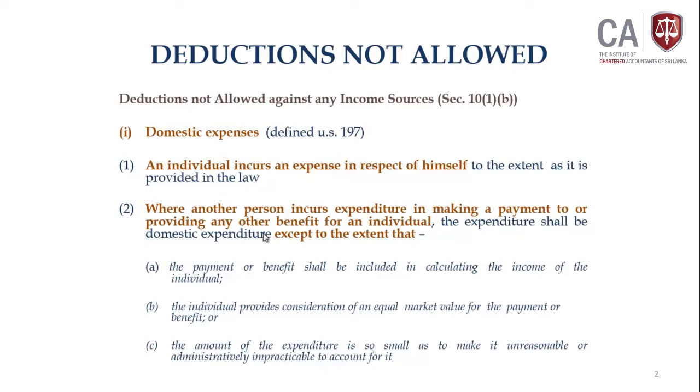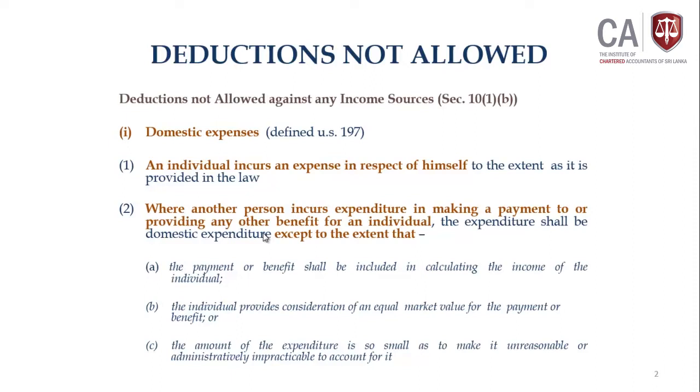Secondly, B, the individual provides consideration of an equal market value for the payment or benefit. So, the company is incurring expenses for the benefit of the individual, but the individual concerned is again giving the same, providing consideration to the extent of the market value of the particular payment. There is a value for the payment. So, again that is not a domestic expense.